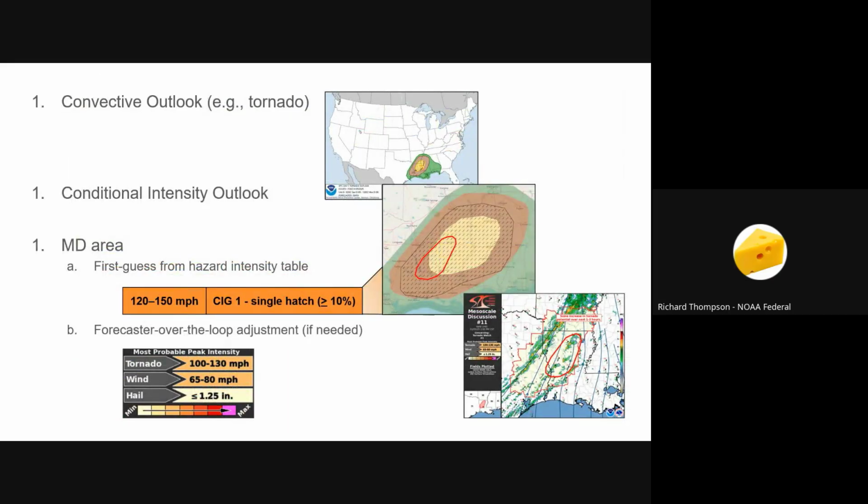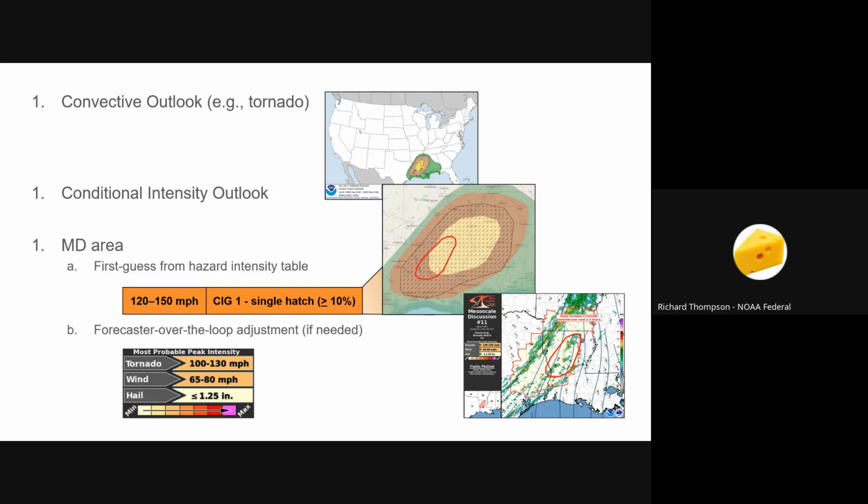All right, so the process, or the way we've been doing this, is this little inset on the upper part of the screen is an actual outlook from not too long ago. It's a couple of months back, with an enhanced risk, 10% hatched area centered in the Louisiana, Mississippi, Arkansas area. And in that case, we also are doing an experimental outlook in the background, which is the somewhat larger inset. And you notice the hatching covers a different area. It's more expansive and it's not limited to just the 10%.